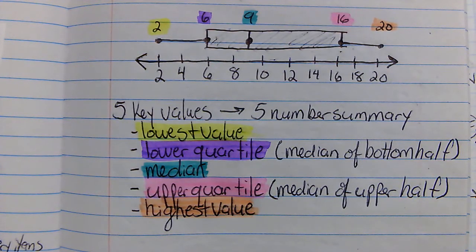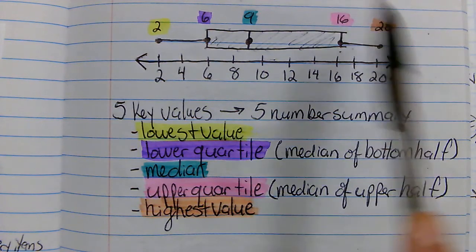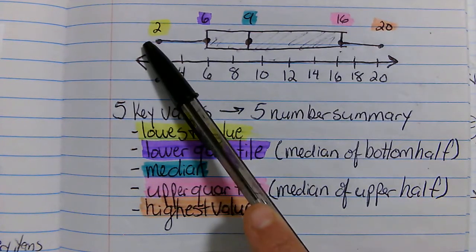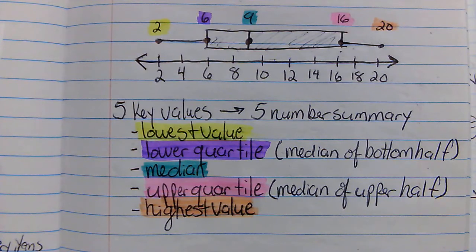If someone asked you, well, what's the range of this data set? You know that you're going to look at the highest value and the lowest value, and you're going to subtract them. So you'd be able to say, well, the range is 18, because 20 minus 2 is 18.